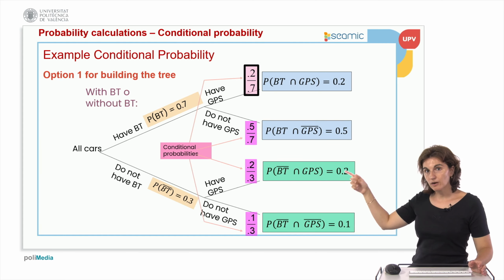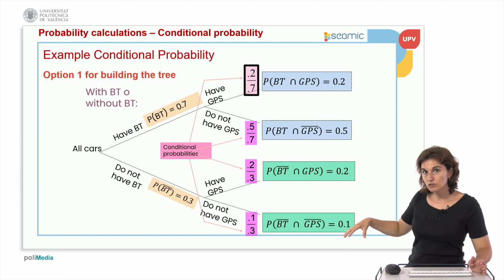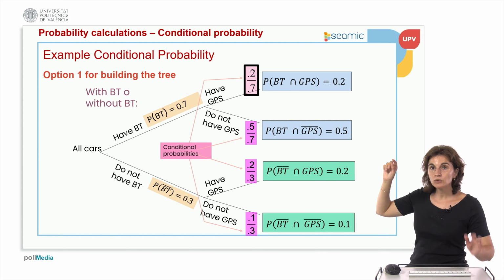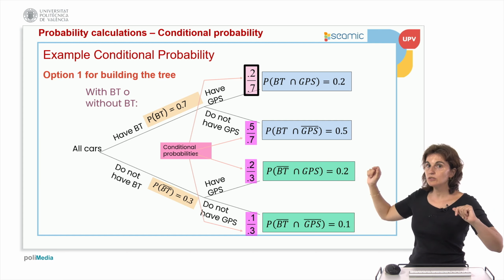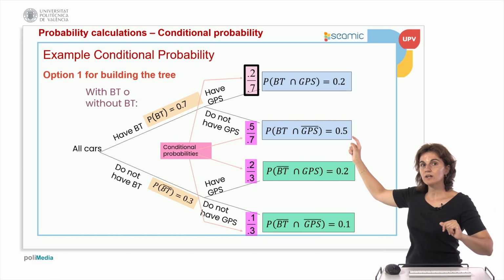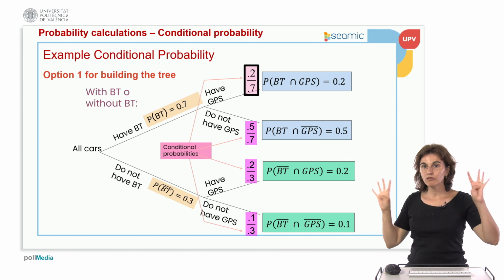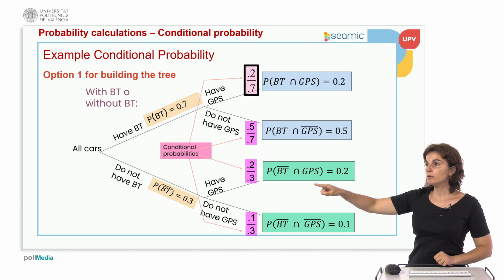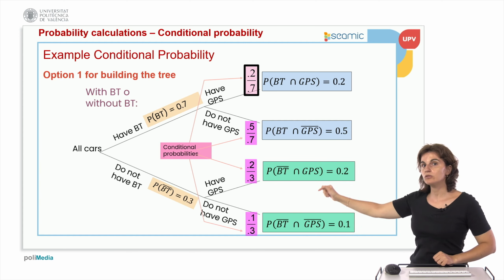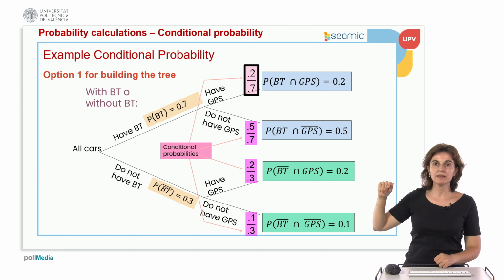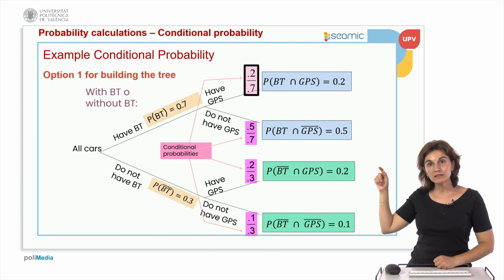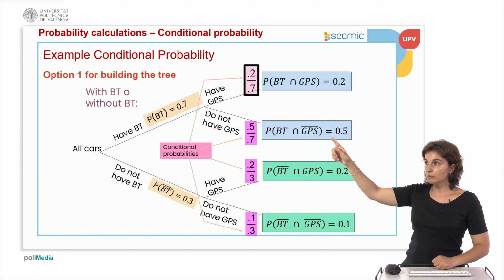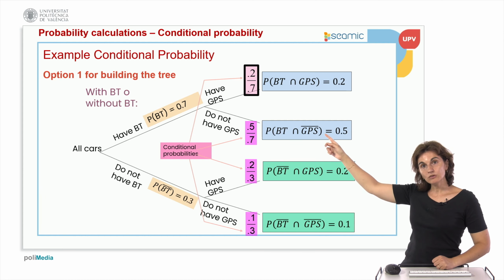So once we have found the main branches of the tree, you are able to compute the conditional probabilities. And how do you do it? For each of them, you create a second level of branches. You define having GPS or not, having GPS or not. So there are 4 possible cases: Bluetooth and GPS, Bluetooth and no GPS, no Bluetooth and GPS, no Bluetooth and no GPS. And the information that's provided for each of these branches will depend on the type of data that's shown in the description. So we know that it's 0.7 for Bluetooth and 0.2 for both.